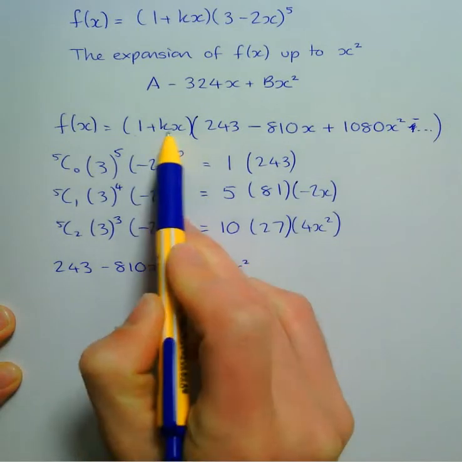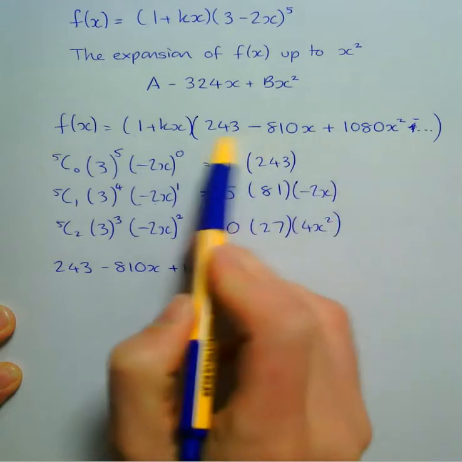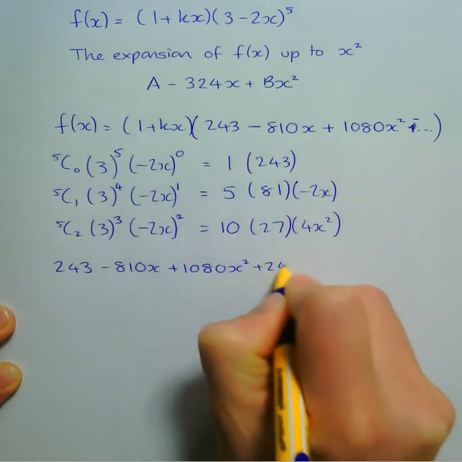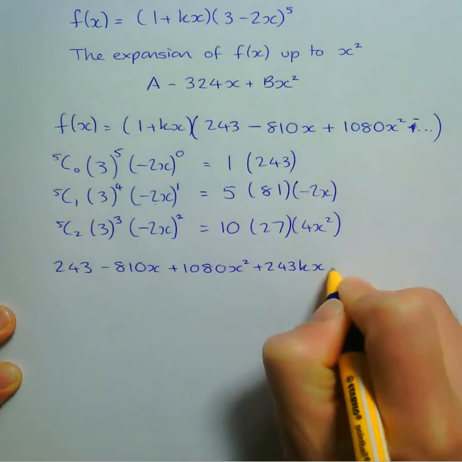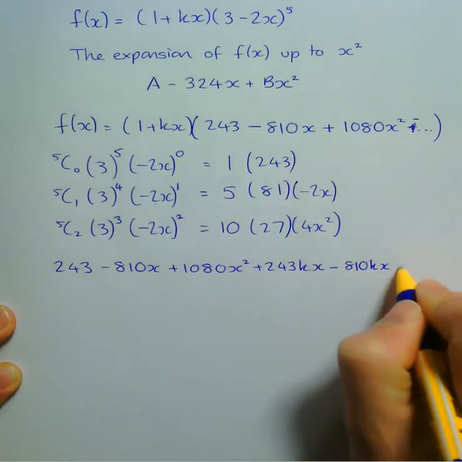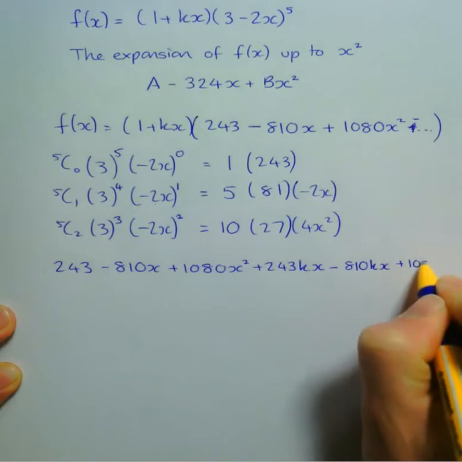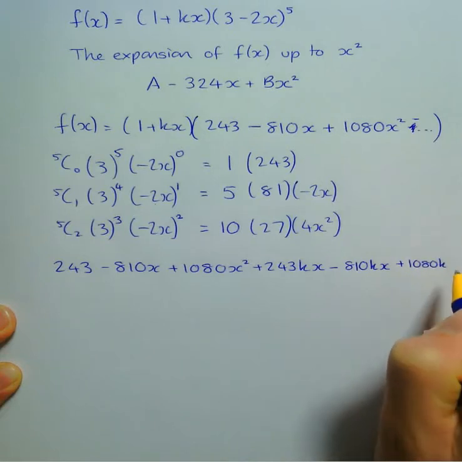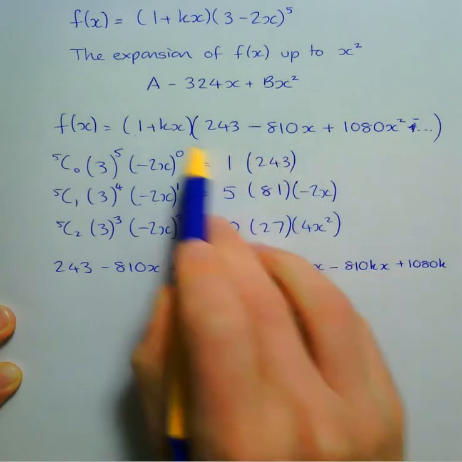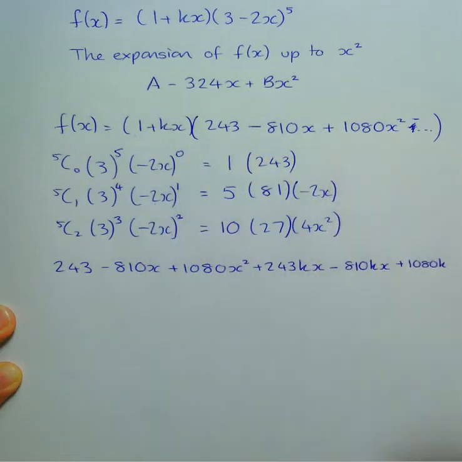One lot of this last term is, that's pretty simple so far. Now we're going to times the kx term by everything in this larger bracket here. So we can have plus 243kx minus 810kx plus 1080k. Right. If I multiply these, what do I get? X cubed, that's right. So, don't need that one.